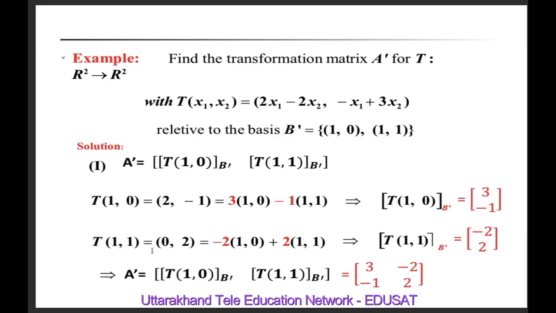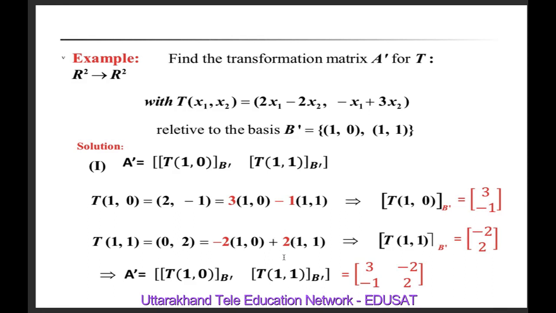T(1, 1) is equal to (0, 2). Substitute x1 equal to 1 and x2 equal to 1 in the given vector. So 2 minus 2, this is 0. And minus 1 plus 3, this is 2. So it is (0, 2). The basis is (1, 0) and (1, 1).